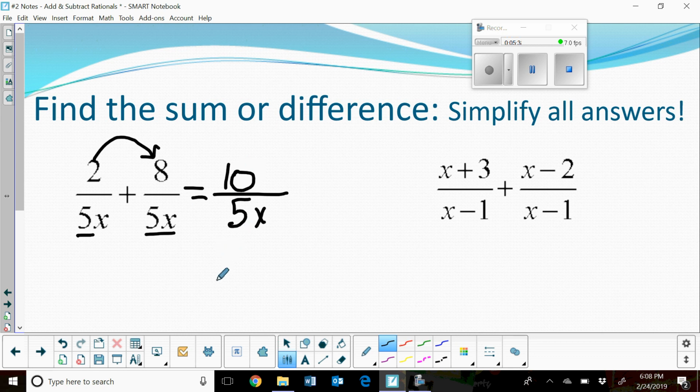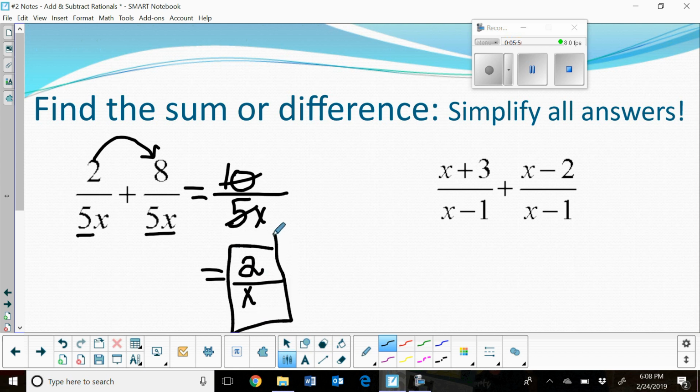So this is going to simplify, because I can take a 5 out of each one of these, right? I can reduce them by 5. I end up with 2 in the numerator and an x in the denominator. And that's what this problem simplifies to.